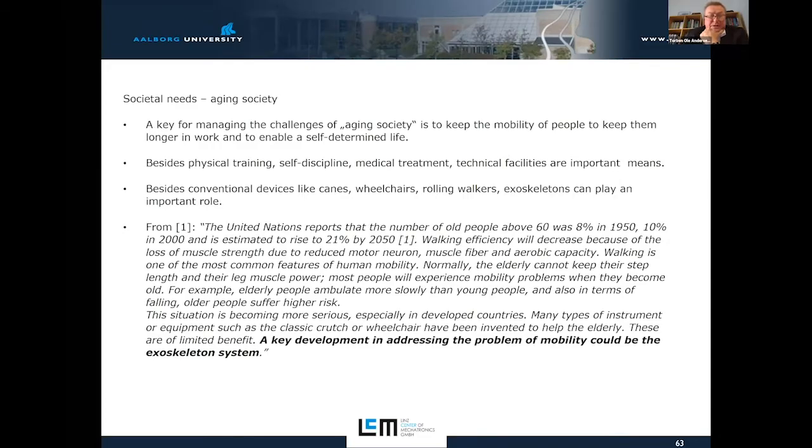Of course, we know that it's the aging society we have, so this will be to keep up the mobility of people. More and more attention is being put into these exoskeletons, not only for sick people, but also for healthy people that have a heavy job to do.